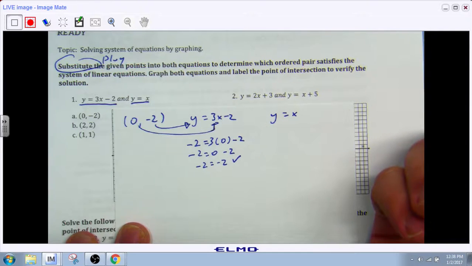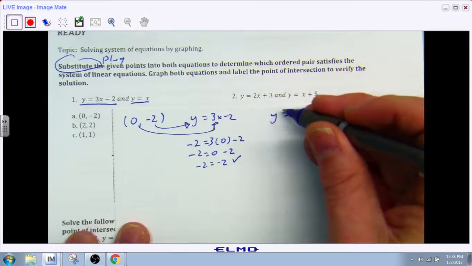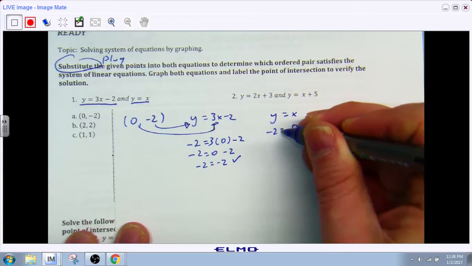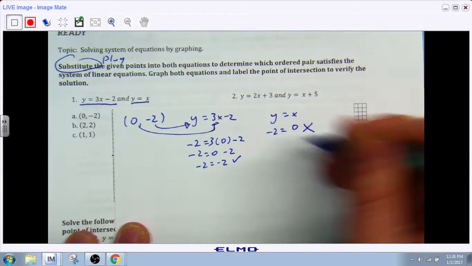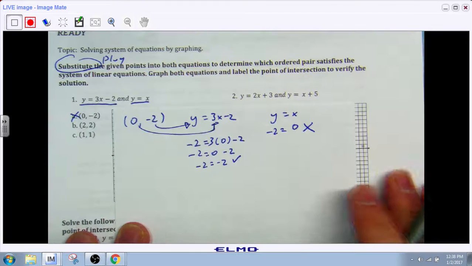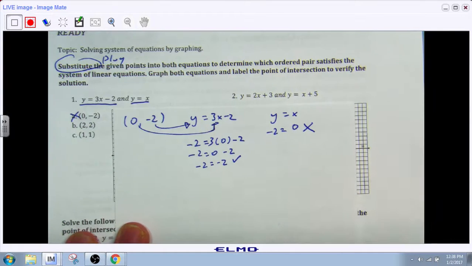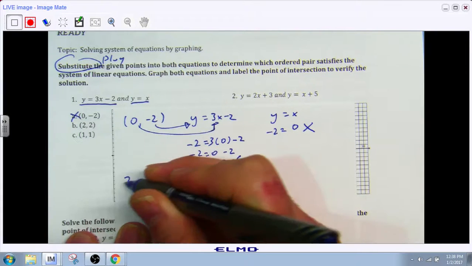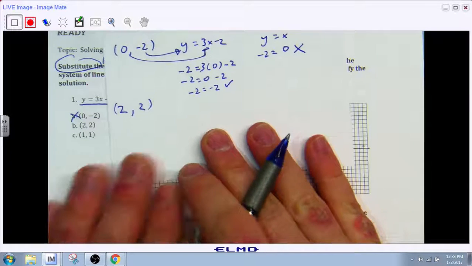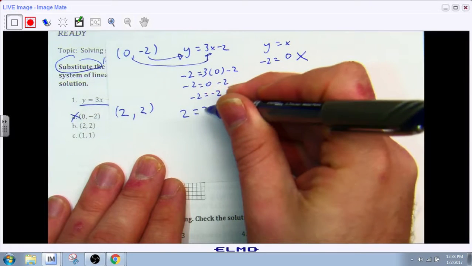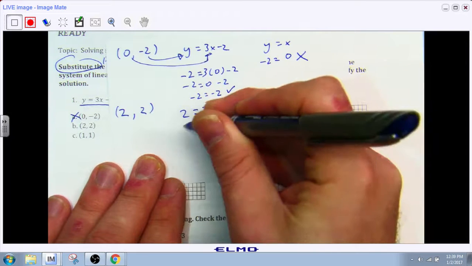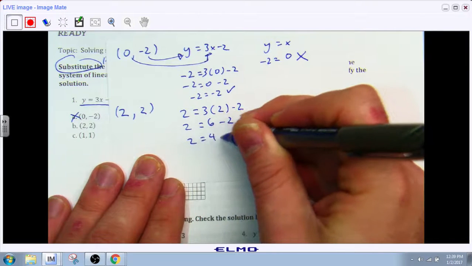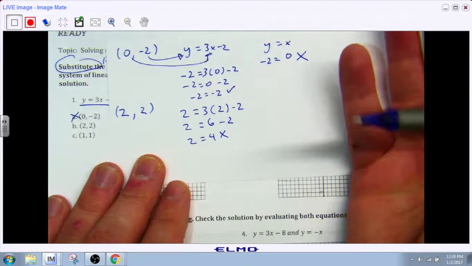Now we have to see if it works for the second equation. I plug 0 in for x, -2 in for y. Does -2 equal 0? No. So I know that that is not a solution. Then I do it again, this time for the point (2, 2). I'll scoot this up a little bit. So I have 2 equals 3 times 2 minus 2. So 2 equals 6 minus 2. 2 equals 4. That's not true. So I know this isn't a solution, and I don't have to do it anymore.